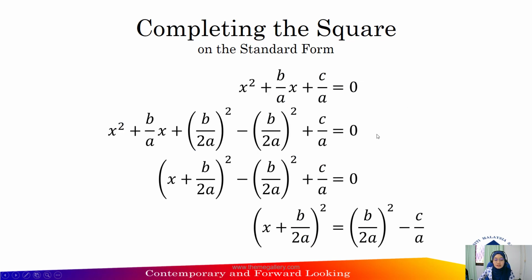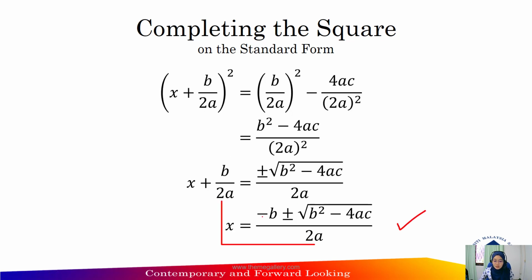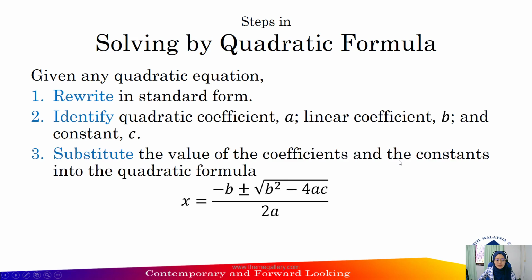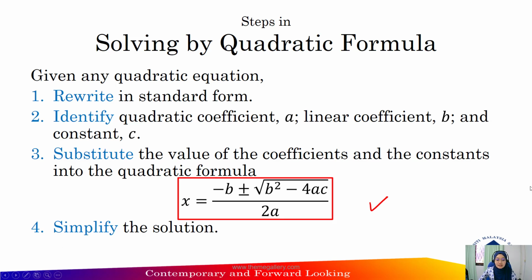Alright, so after you apply completing the square on the standard form, this formula is the quadratic formula. We will use this formula to find x. Steps in solving by quadratic formula. First step, rewrite in standard form. Second, identify the quadratic coefficient a, linear coefficient b, and constant c. And then the next step, substitute the values of the coefficients and the constant into the quadratic formula. So you must remember this quadratic formula to solve for x. And last step, simplify the solution.